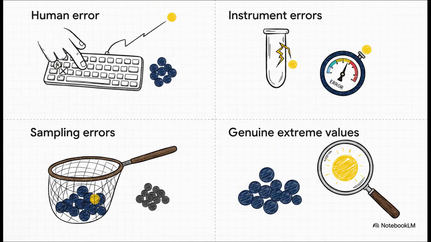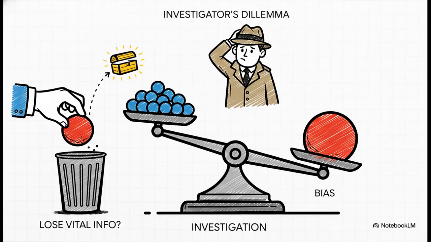And these suspects, they have all sorts of origin stories. Some are just simple typos, a human error. Others come from, say, a faulty piece of equipment or maybe pulling data from the wrong place. But here's the kicker. Sometimes they're not errors at all. They are genuine, super rare events, a novelty in the data, that could turn out to be the most interesting clue you have. And that brings us right to the heart of the investigator's dilemma.